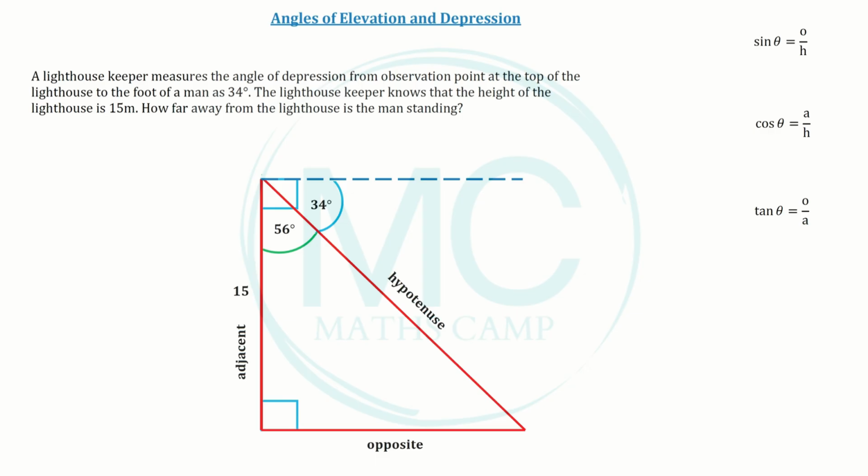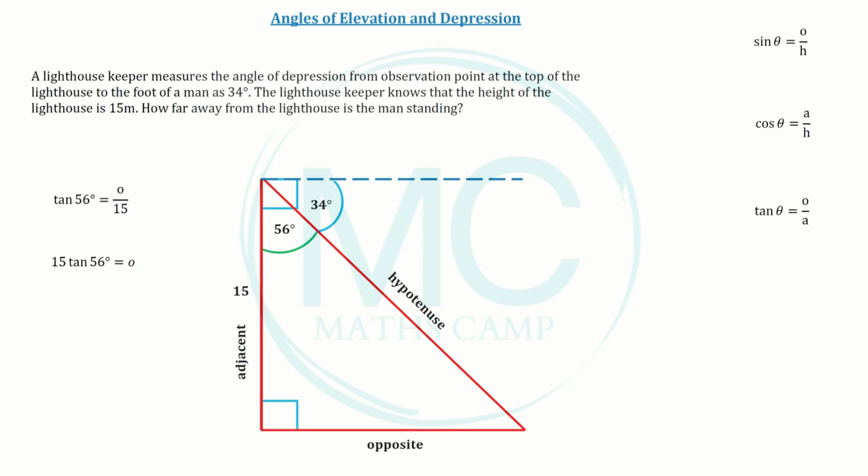So we need to find the length of the opposite side of the triangle. We have the length of the adjacent side. So we need a ratio that uses both the opposite and the adjacent. And tan uses both of these. So now we can say tan, our angle, 56 degrees, is equal to the opposite side, let's call it O, over the adjacent side, which is 15 meters. Now to get O by itself, we have to multiply both sides by 15, and we get 15 multiplied by tan 56 degrees is equal to O.